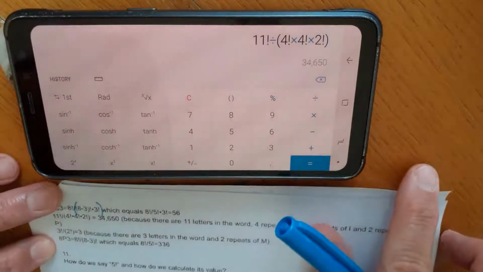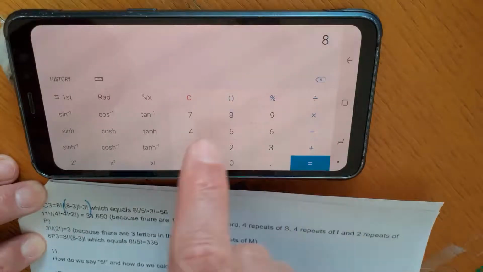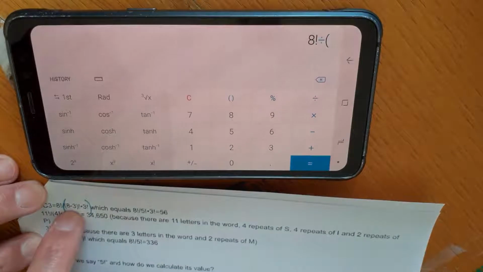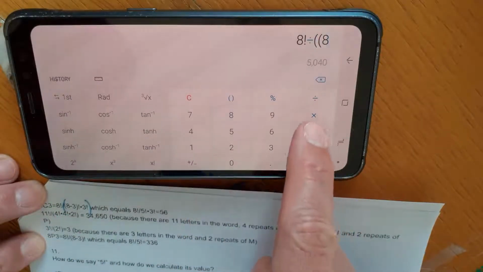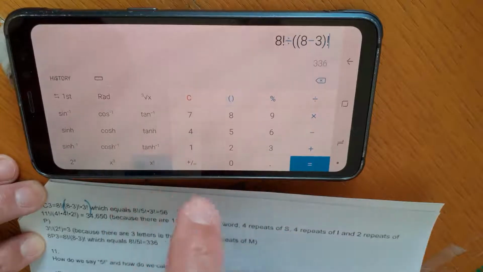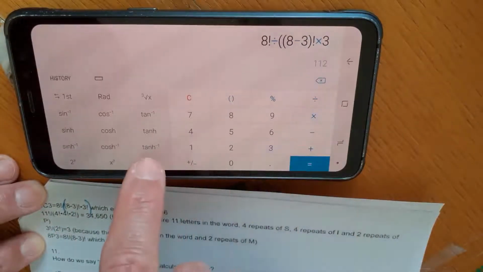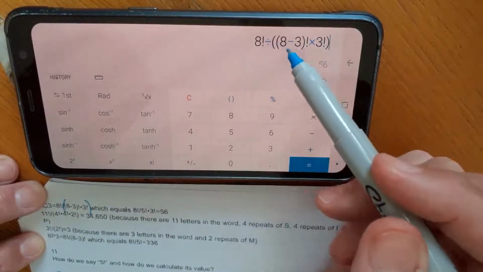Okay, so let's take, clear. 8 factorial divided by, let's drop in the parentheses because now I'm going to do 2 sets of parentheses. I'm going to do 8 minus 3 factorial here and times 3 factorial. And close it all in with a parentheses. So 2 sets of parentheses and nested parentheses.